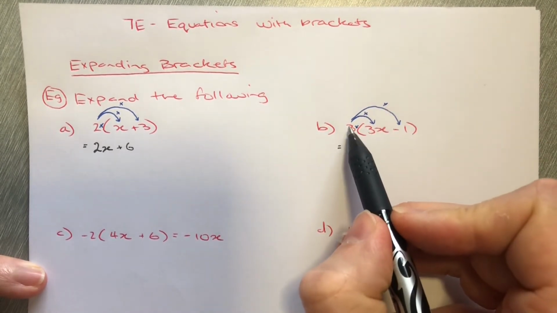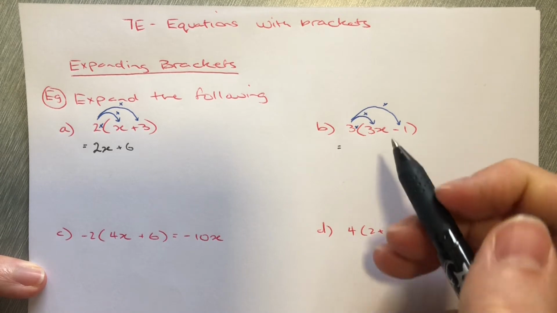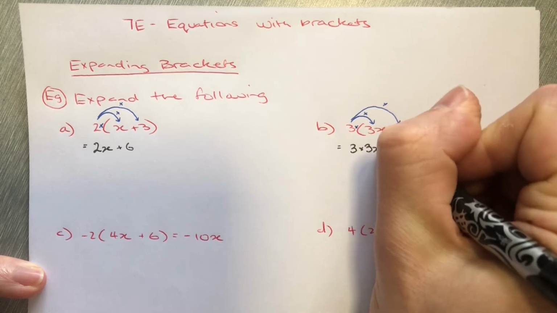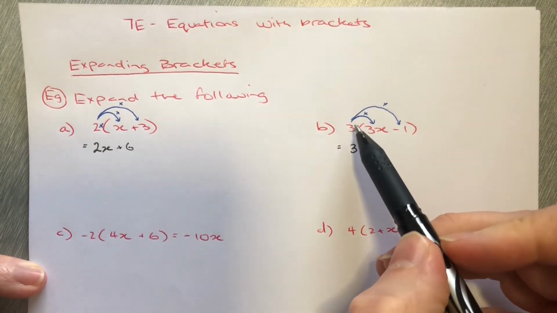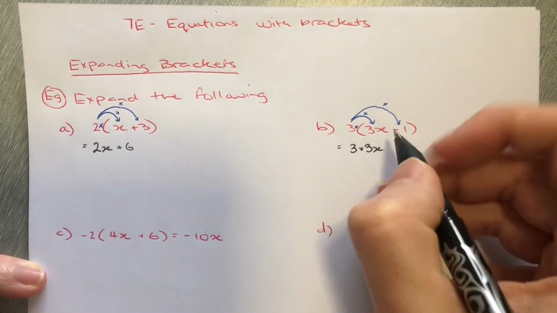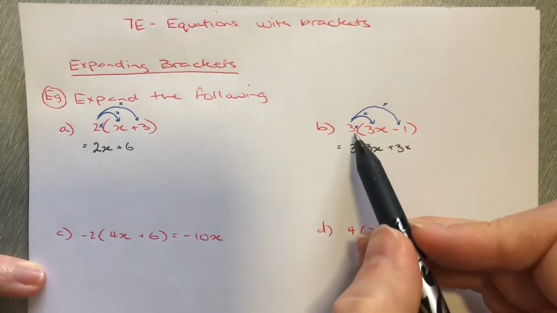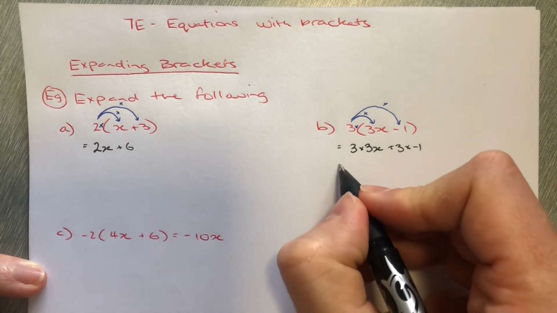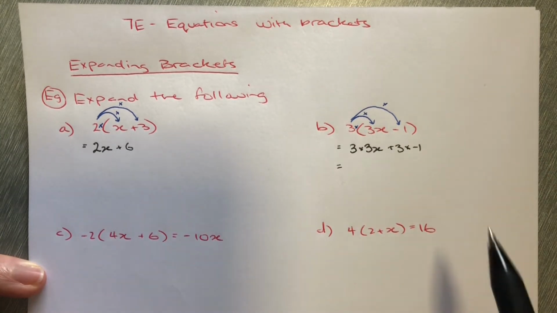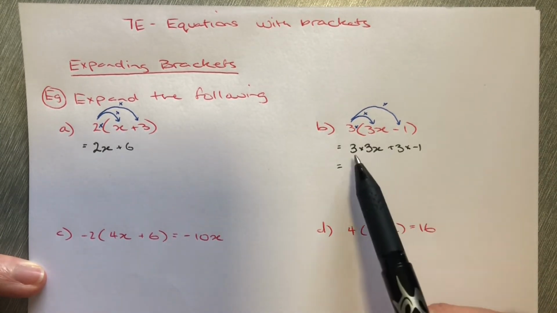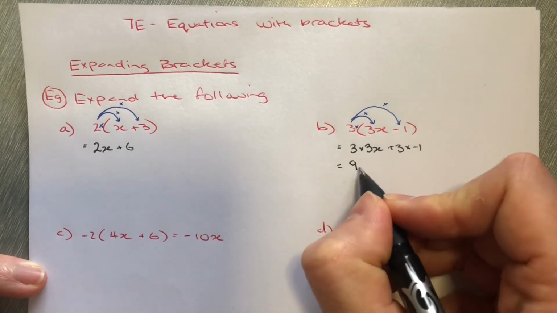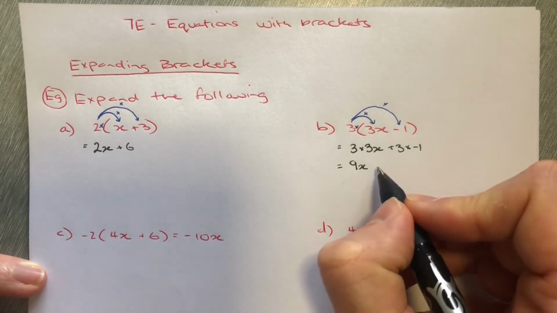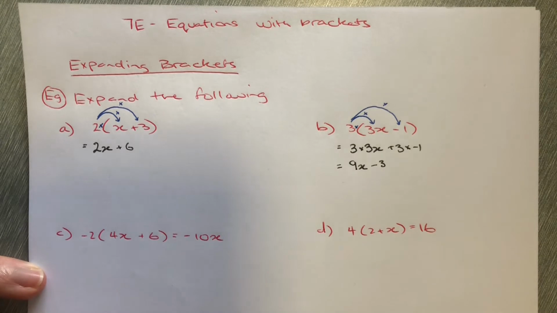Okay, so we need to take our 3 and do times 3x. So 3 times 3x, actually let me just write that whole thing there. So 3 times 3x, but we also need to do plus 3 times minus 1. Now I've shown a little step in between here. You don't necessarily have to write this stuff, but it might help some of you. So what we need to do now is work out what we've got from here. 3 times 3x will give us 9x, and 3 times minus 1 will give us minus 3. And we've expanded the brackets again.